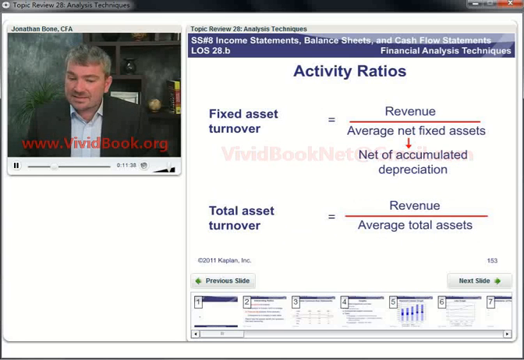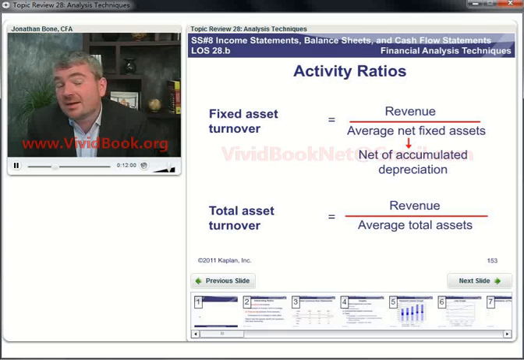Some other activity ratios: fixed asset turnover, sales over average net fixed assets. They say net fixed assets, they just mean net of accumulated depreciation. That's all they mean. So in other words, the carrying value of fixed assets. Now, of course, this is showing you the sales that you're generating from your fixed asset base. So it's a kind of volume ratio. What volume of sales are you generating from your fixed assets?